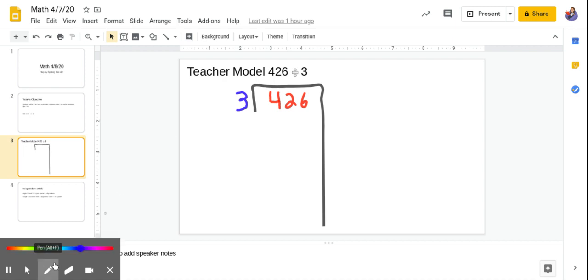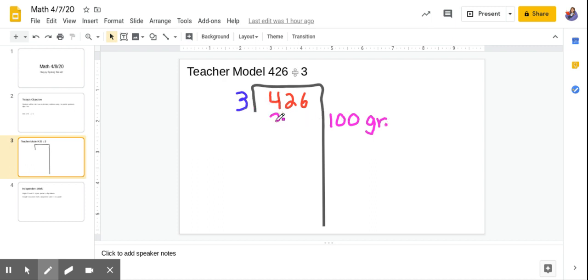And now I have to ask myself, what multiplication fact do I know that'll get us really close to 426? Now, 3 is a really small number and 426 is a big number. So we need to think big. And I think an easy number to work with is 100. So I'm going to try that first. And G is for groups, I'll do GR. 3 times 100, I know, is 300. So I record the product here, and then I subtract.